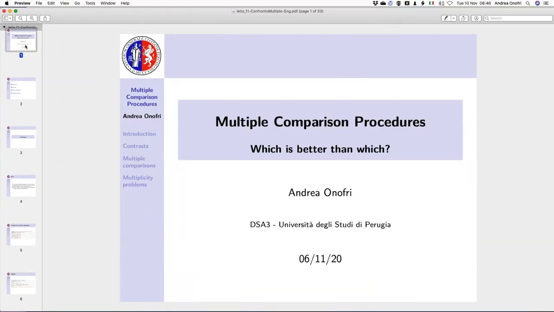So today I'd like to go a little bit deeper into multiple comparison procedures. We've seen them, we've used them, but I need to give you a bit more detail so that you see the problems under the correct perspective. Think that multiple comparison procedures are very much used in practice. What we usually do is an ANOVA and then multiple comparison procedures to understand which is better than which. That's the question.